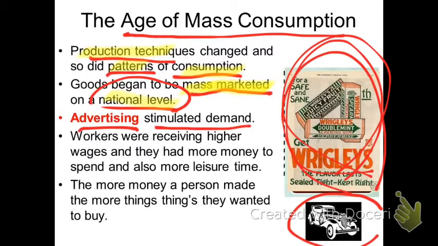Advertising stimulated demand. People began to see what is out there through this mass marketing. Originally it was in newspapers and magazines, then eventually on the radio, then of course on TV, and now, of course, it's on the internet.